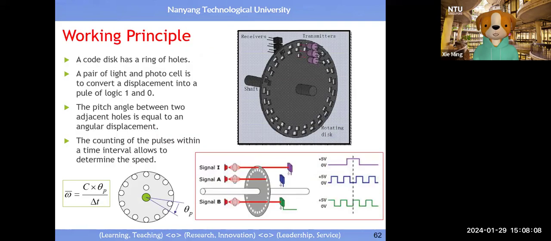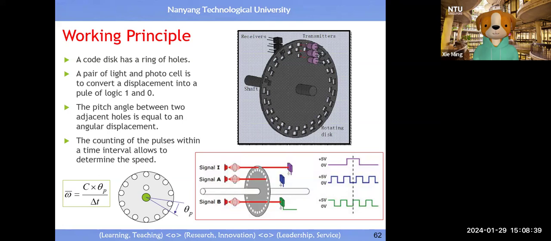Now this is summarized. You see, look at the smaller disk with one ring of holes. You see, at the outer edge, you have one ring of holes, right? Hole means what? When the hole aligns between the light emitter, you see, you have a light transmitter. Transmitter means a light transmitter. You have a receiver, meaning a light receiver, right?